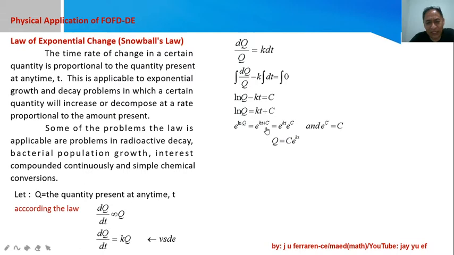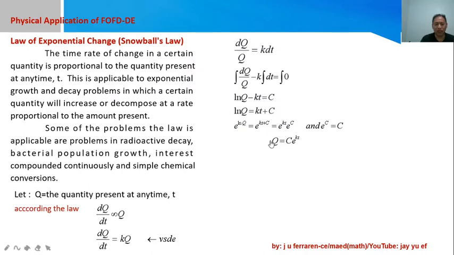Under the law of exponents, we can express this in factored form of two exponential factors. We have the exponential of Kt multiplied with the exponential of C. The exponential of C can be called C. So my formula can be Q equal to C times the exponential of Kt. But this is a general solution.